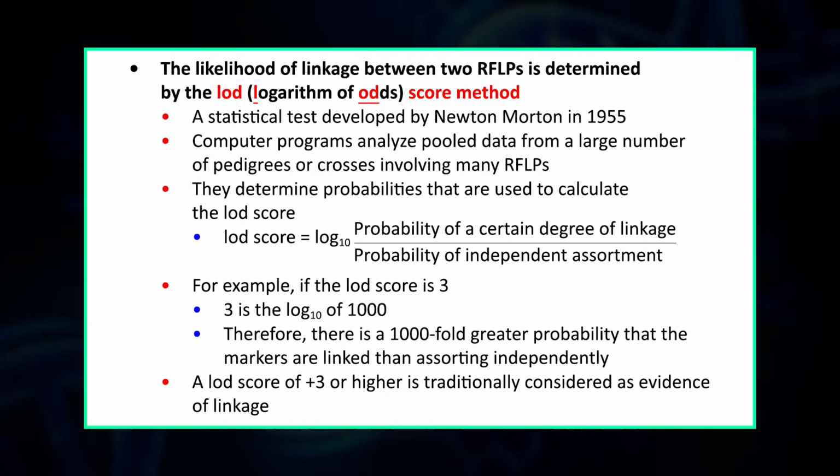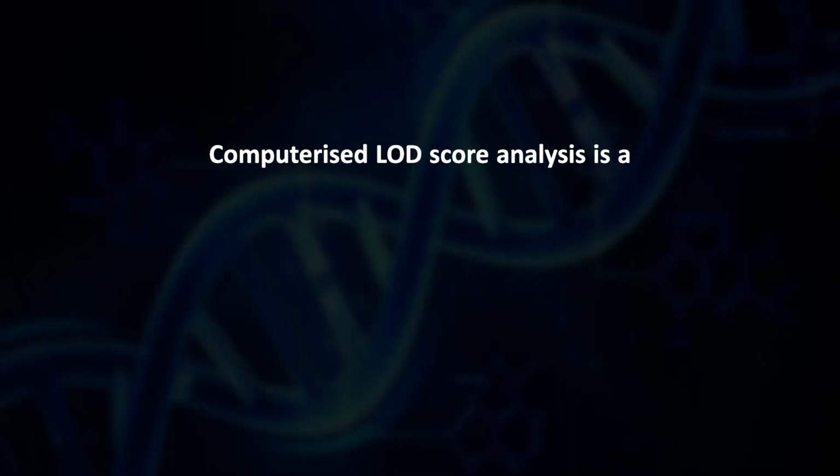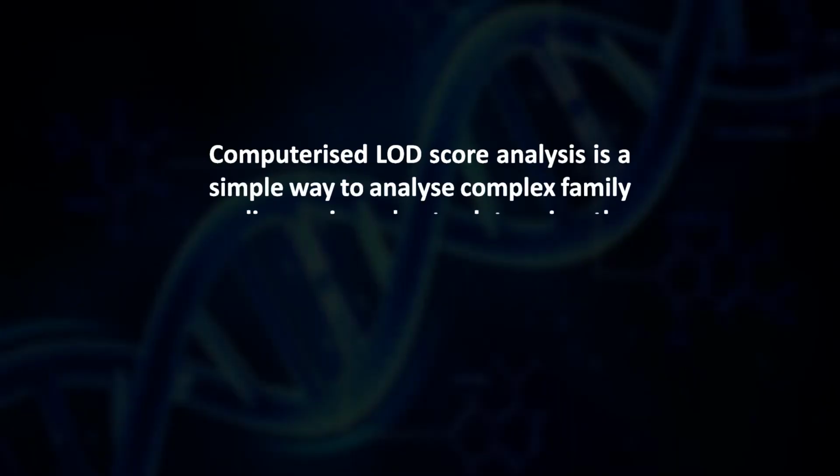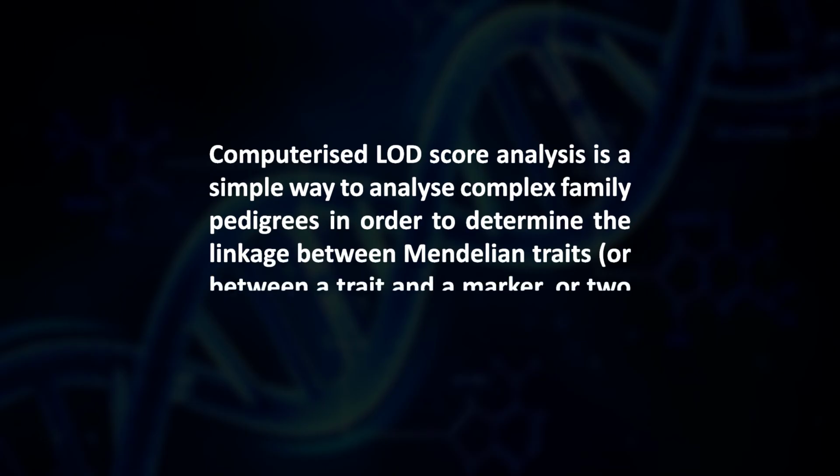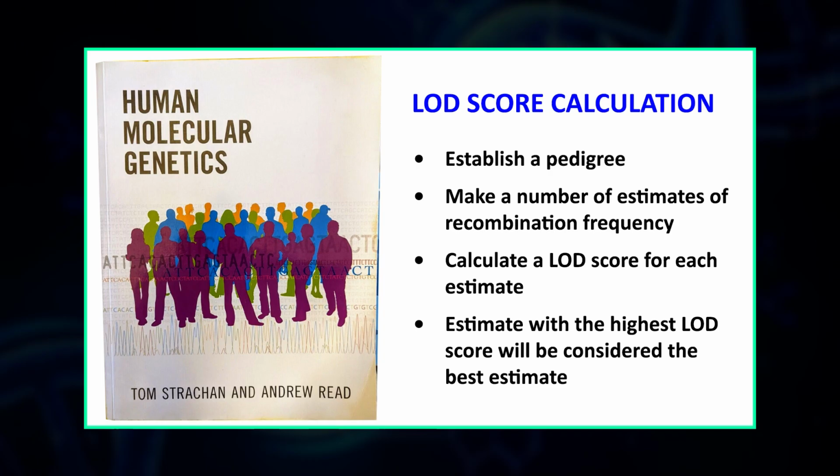Positive Lod scores favor the presence of linkage, whereas negative Lod scores indicate that linkage is less likely. Computerized Lod score analysis is a simple way to analyze complex family pedigrees in order to determine the linkage between Mendelian traits or between a trait and a marker or two markers. The method is described in greater detail by Strachan and Reed. Briefly, it works as follows.